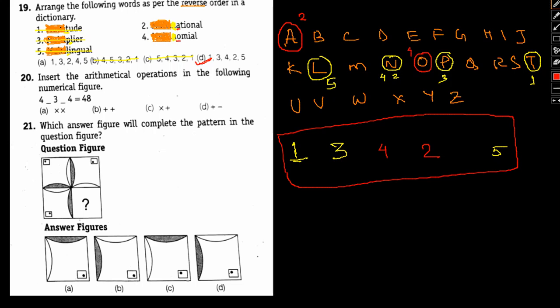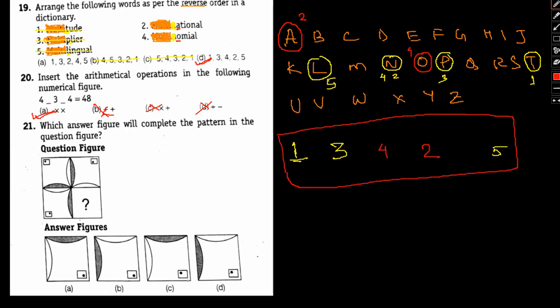Insert the appropriate arithmetic operation in the following: 4 3 = 48. Okay, so one thing to be sure of, if we just add, 4 plus 3 plus 7 can never be 48, so it is gone. Minus again, 4 plus 3 and minus 4 will just yield 3, again gone. Division, again gone. So multiplication is the only option that can satisfy the question, because 4 3s are 12, and 12 4s are 48.